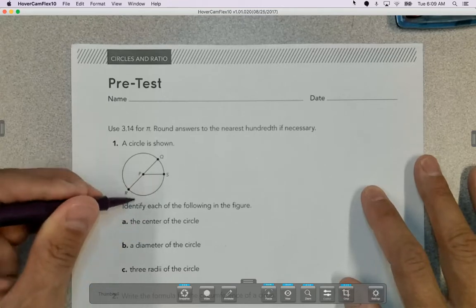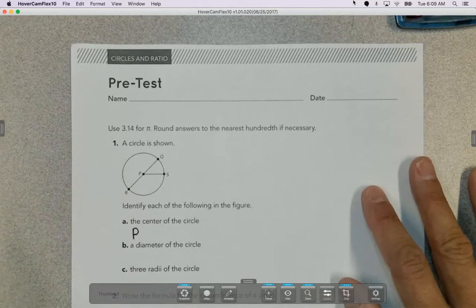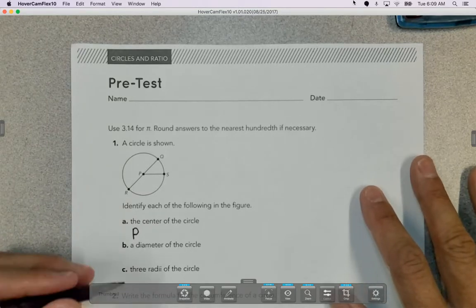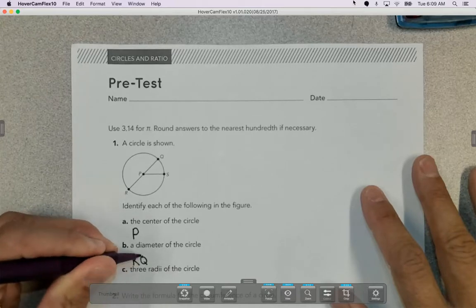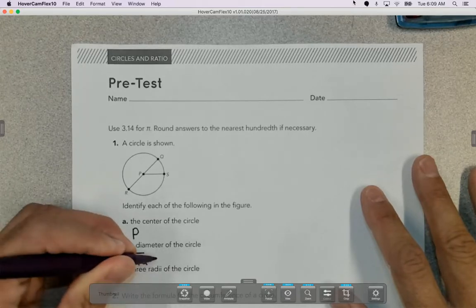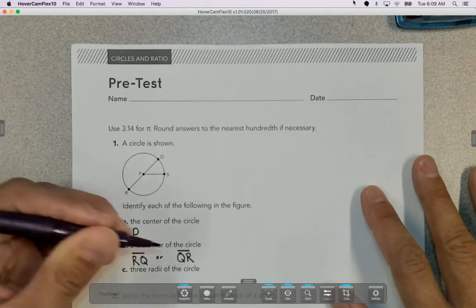The center of the circle is P, so I would call it circle P. The diameter of the circle is RQ. I could always write that as QR. The order of the line segment does not matter.